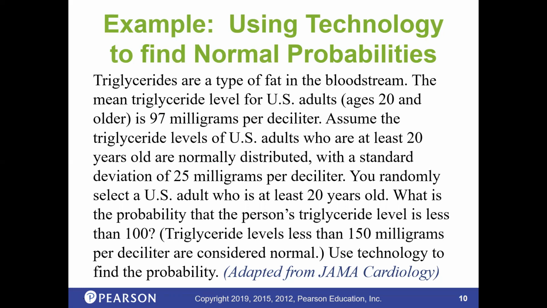Same stuff we've been doing here. We want less than 100. So X value would be 100. What's my mu value? 97. What's my standard deviation? 25. Absolutely. You get those 3 numbers, you're good. Just want you guys to try it independently. All yours. Go for it.